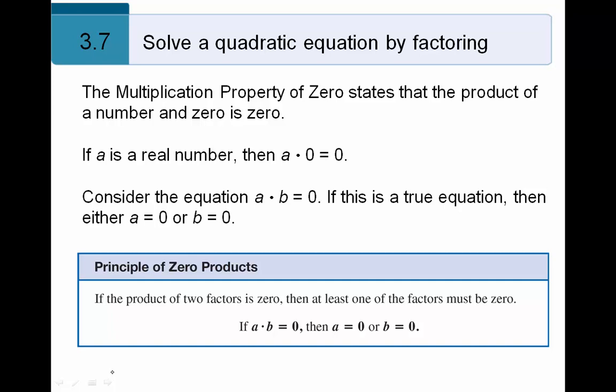The principle of zero products, or the zero product property. If the product of two factors is 0, then at least one of the factors must be 0. If a multiplied by b is 0, then a is equal to 0 or b is equal to 0.